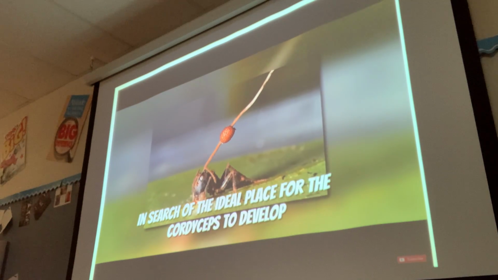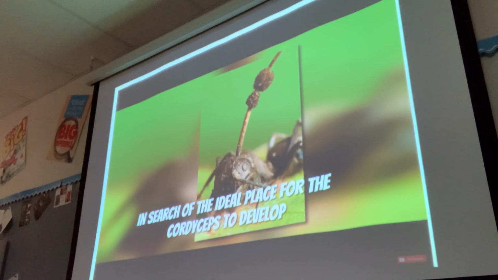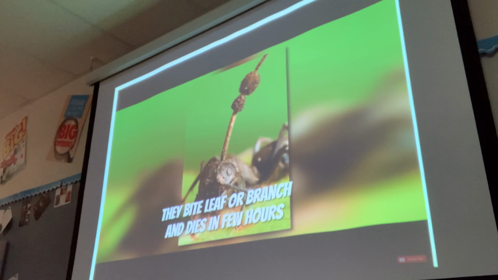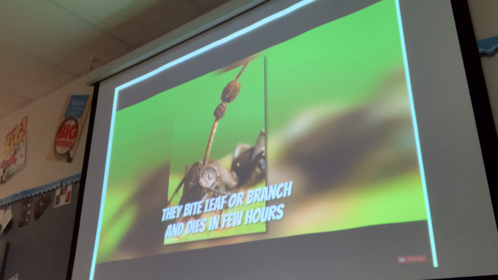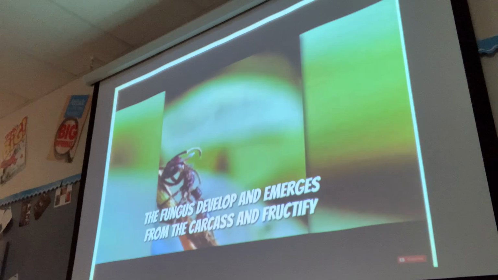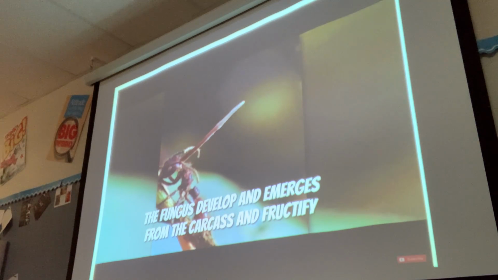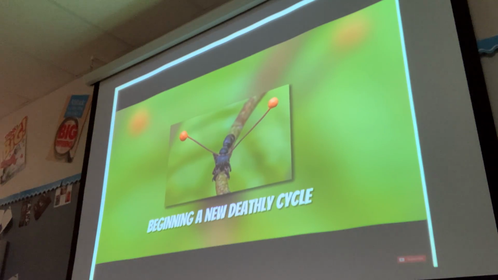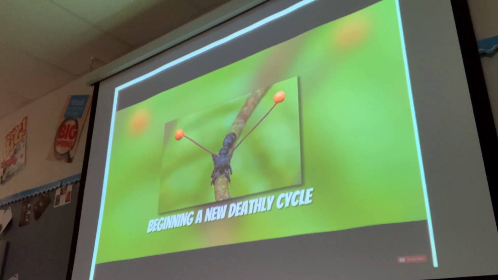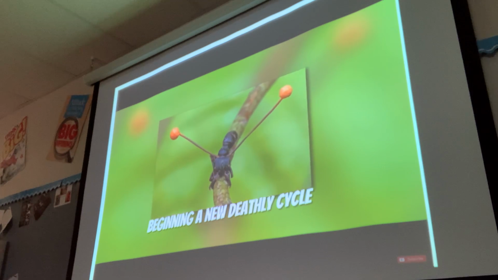the cordyceps to develop. When they reach the adequate location, the ant binds a leaf or branch and dies in just a few hours. Shortly after, the fungus starts to develop and emerge from the carcass, where it will eventually fructify. The new spores will disperse in the wind, starting a new deadly cycle.